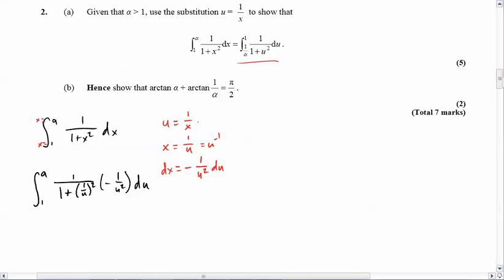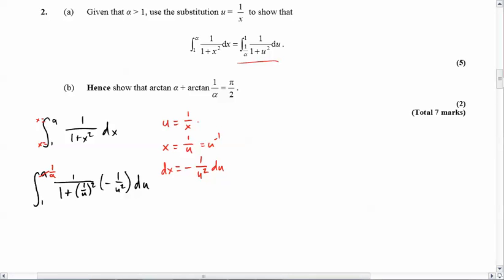Because I'm not putting x back in, I actually need to change this, so this is u. So how do I get u? Well, u equals 1 over x. So instead of x equals alpha, it's going to be u equals 1 over alpha. So this is 1 over alpha. And this is still going to be 1, because u equals 1 over 1, so that stays as 1. So I got a little bit of a change there.